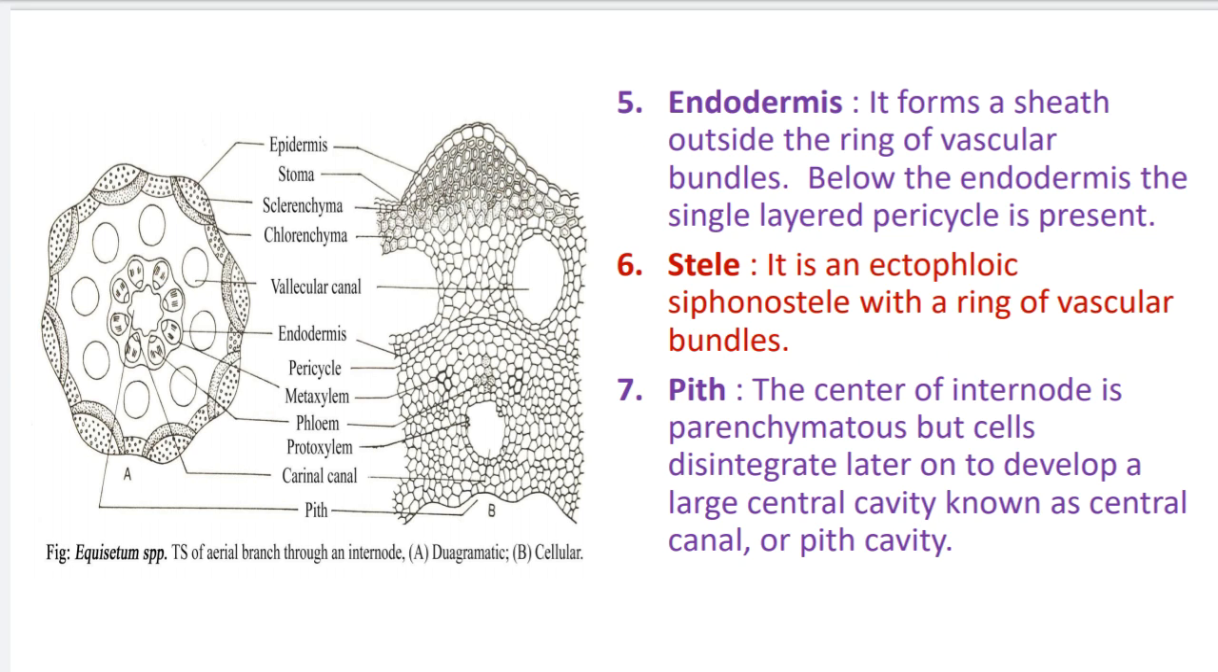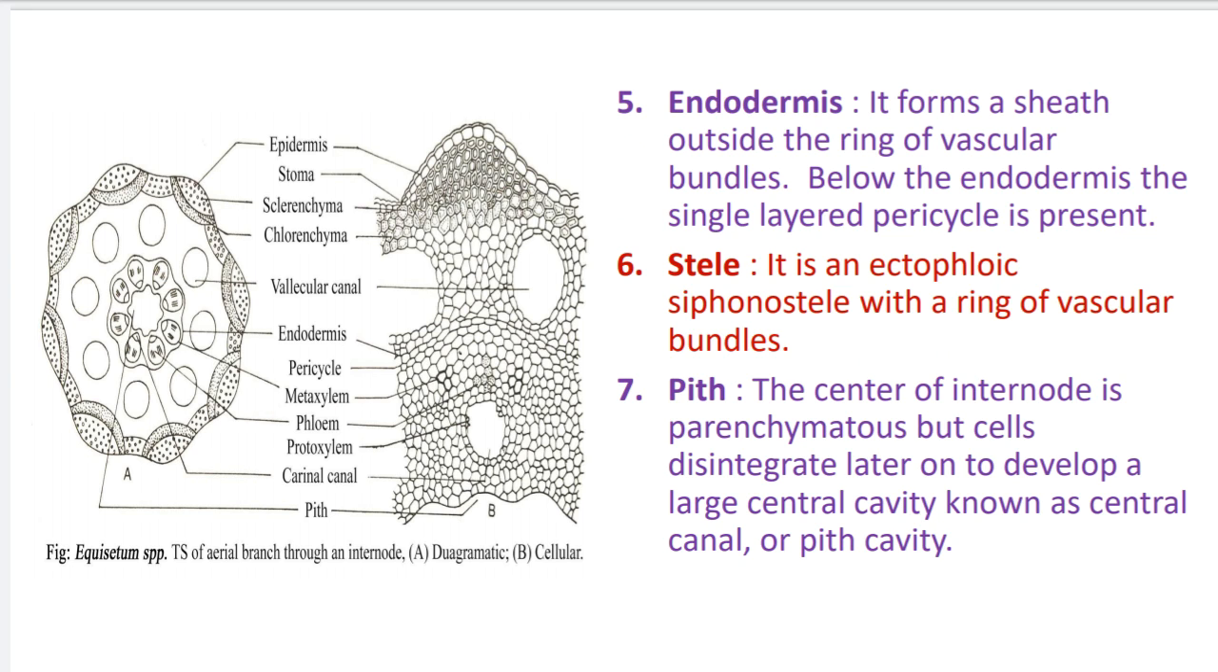Number 6, stele means vascular tissues. It is ectophloic siphonostele with ring of vascular bundles. The vascular bundle type is the ectophloic siphonostele, okay, and these vascular bundles are arranged in a circular manner.